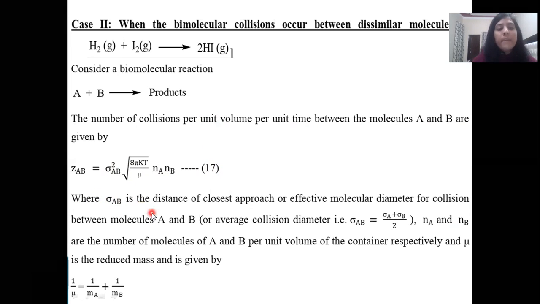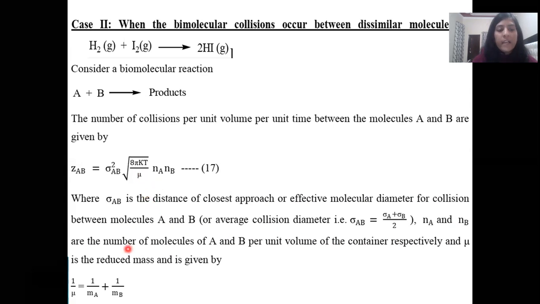Now, sigma AB is the distance of closest approach or effective molecular diameter for collision between molecules A and B. NA and NB are the number of molecules of A and B per unit volume of the container. And mu is the reduced mass. In the previous video, we took MA because we had two similar molecules having the same mass. But in this case, we have two different reactant molecules, so they have different molar masses.